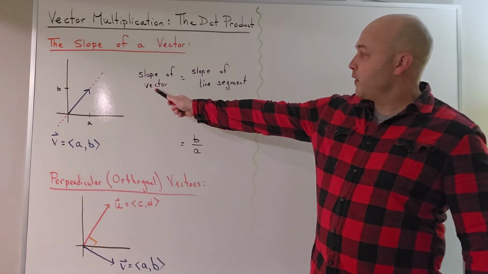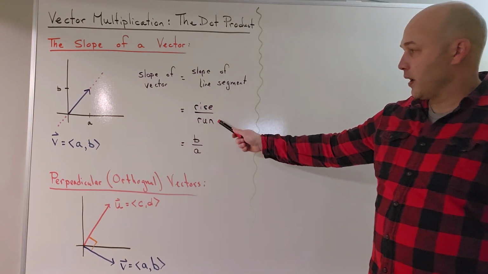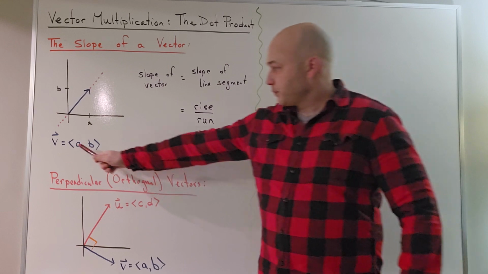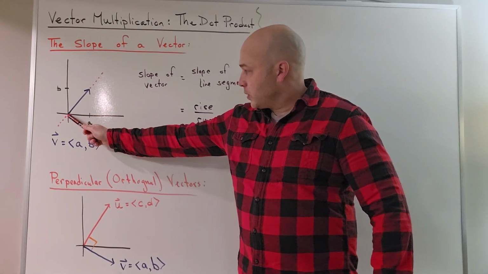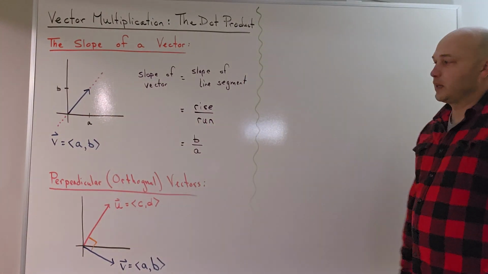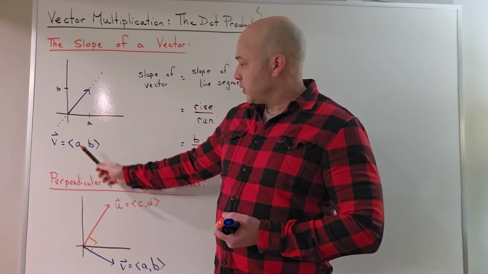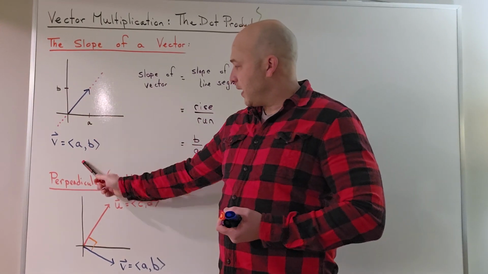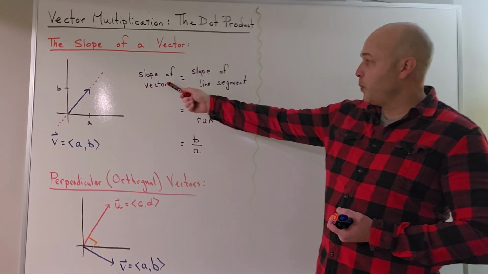Well, the slope of the vector is, of course, the slope of the line segment, which would be rise over the run. If I look at the vector v with coordinates A, B, in other words, it terminates at the point A, B, or is equivalent to the vector that terminates at A, B, then the rise would be the y value, which is the y coordinate, and the run would be the a value. So in other words, it's just a ratio b over a. This would be the slope of a vector.